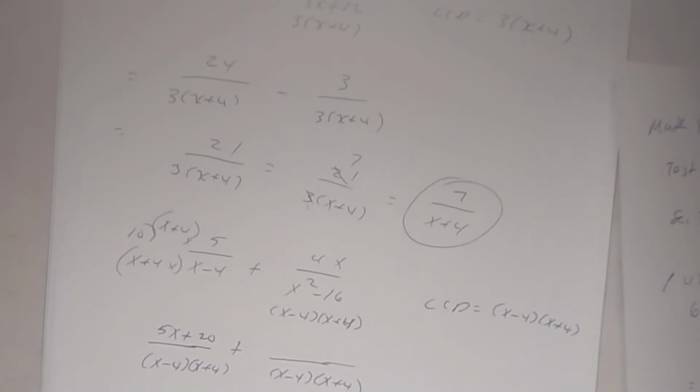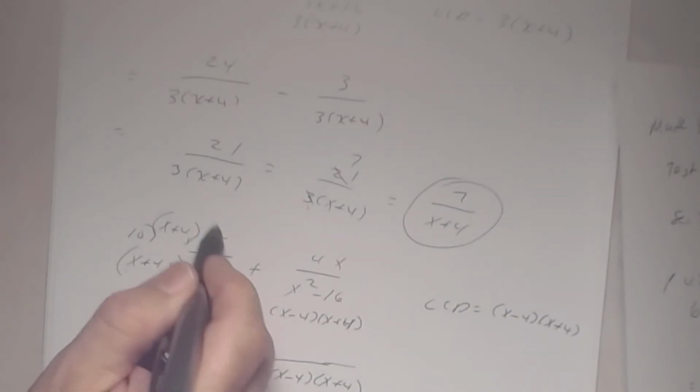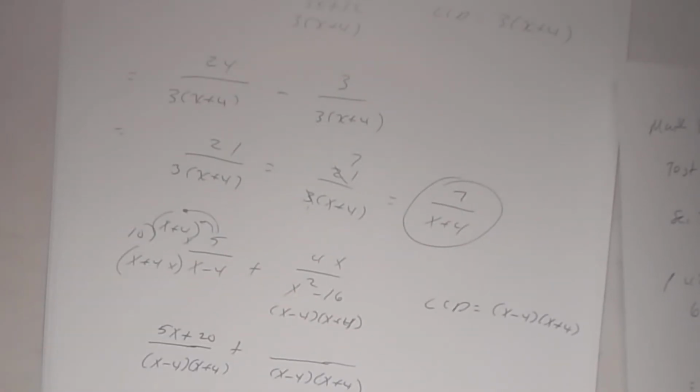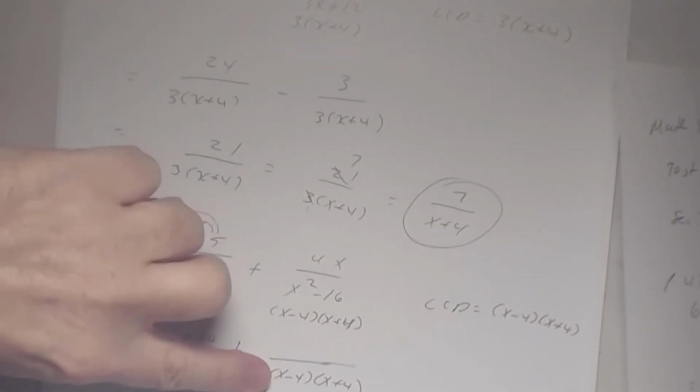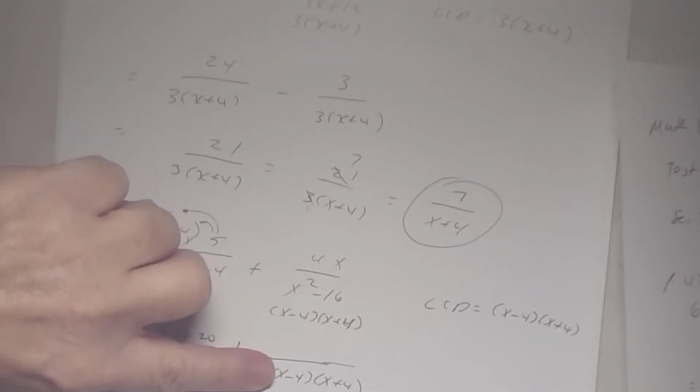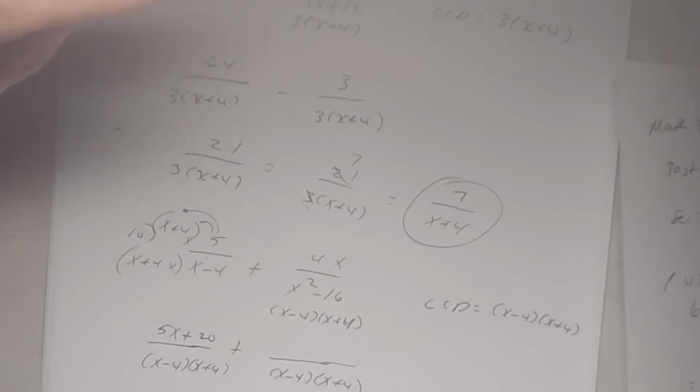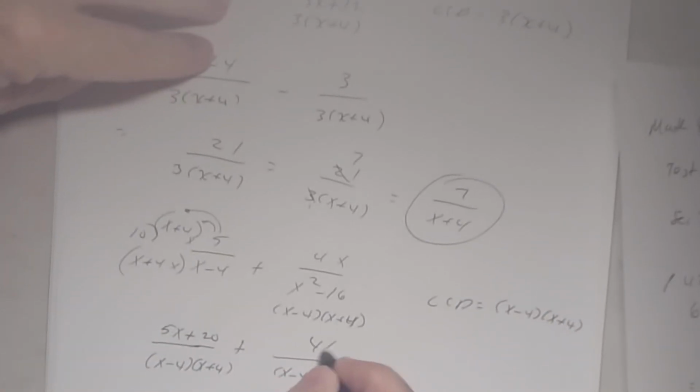So you have to use the distributive property here. All right, we use the distributive property. 5 times x is 5x, 5 times 4 is 20. You saw what you had to do, right? Okay. Now, here's what I have, here's what I want. Am I missing any factor? No. So what's going to be the numerator? 4x. Okay, so that's where I'm at.